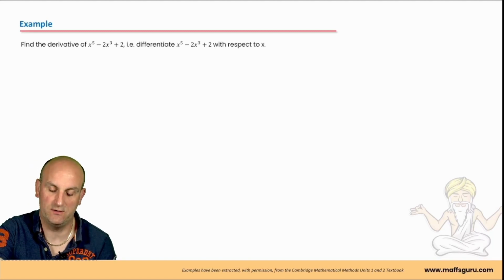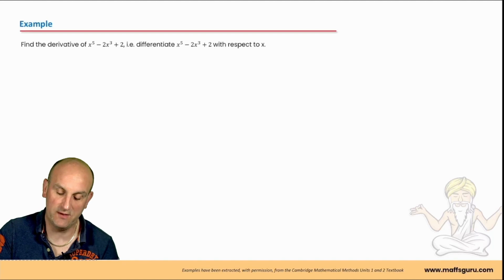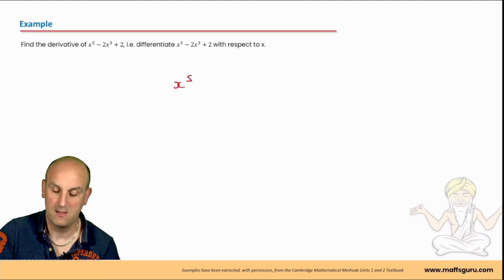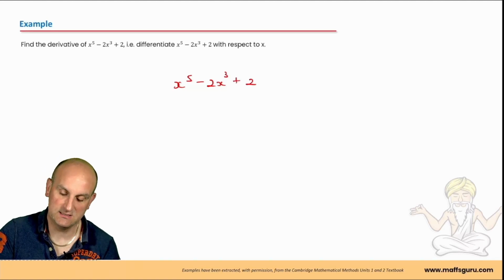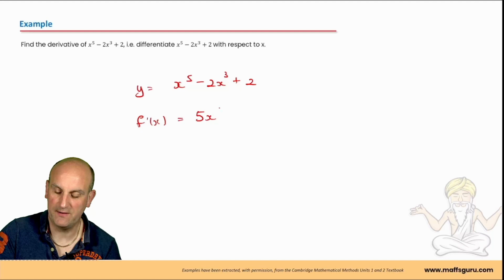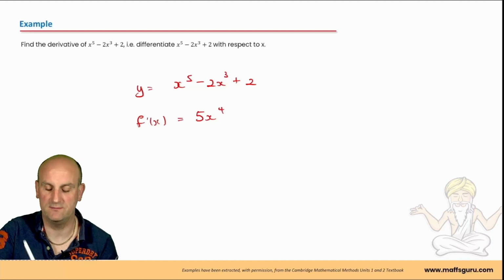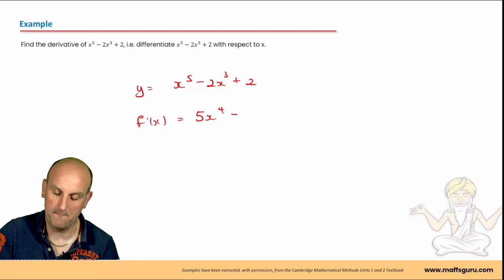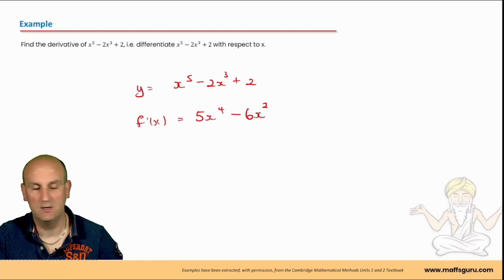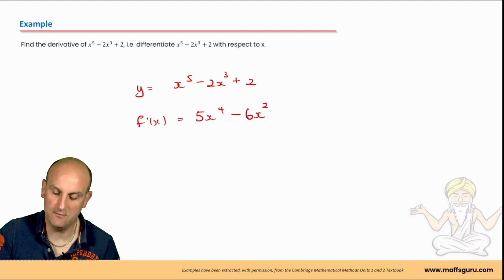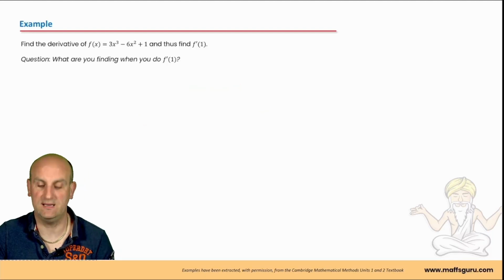So find the derivative of that, i.e. differentiate it. So if I've got x to the power of 5 minus 2x to the power of 3 plus 2, let's just say that's y equals, so f dashed of x becomes 5x to the power of 4. I've multiplied by the power, 5 times the coefficient of 1. Take 1 off the power, minus 2 times 3 is 6x, take 1 off the power, squared. And a constant differentiates to absolutely nothing. Congratulations. And there we go: 5x to the power of 4 minus 6x squared.